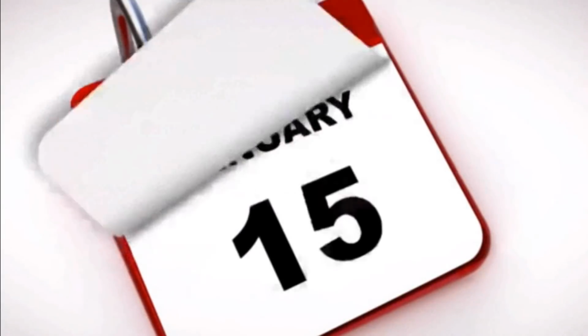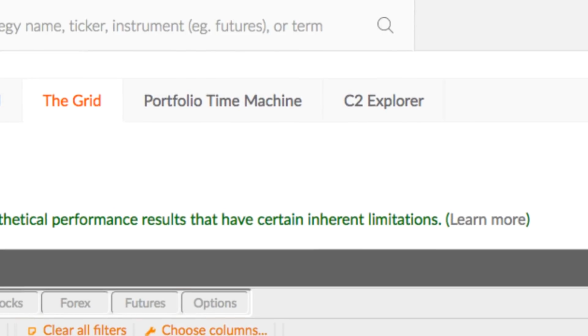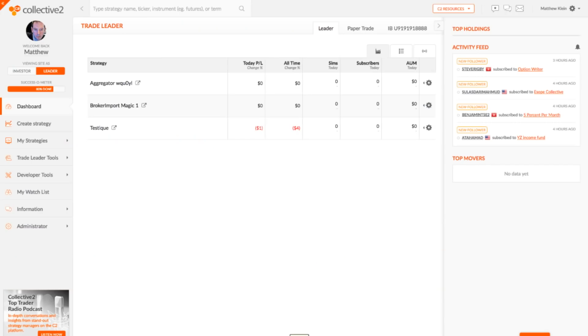If I had moved forward in time, would it still have been a sensible way to choose strategies for my portfolio? And that is what the portfolio time machine on Collective 2 can help you establish. So let's go ahead and find the portfolio time machine.